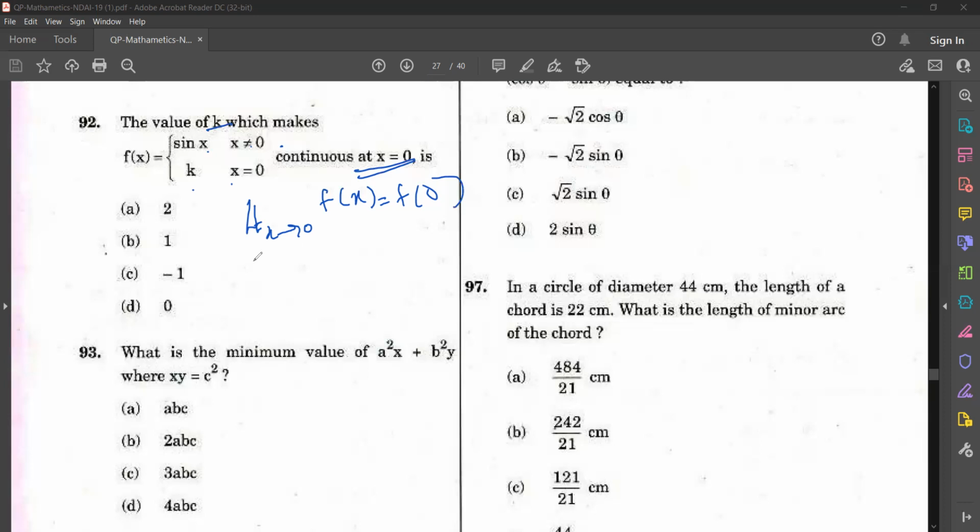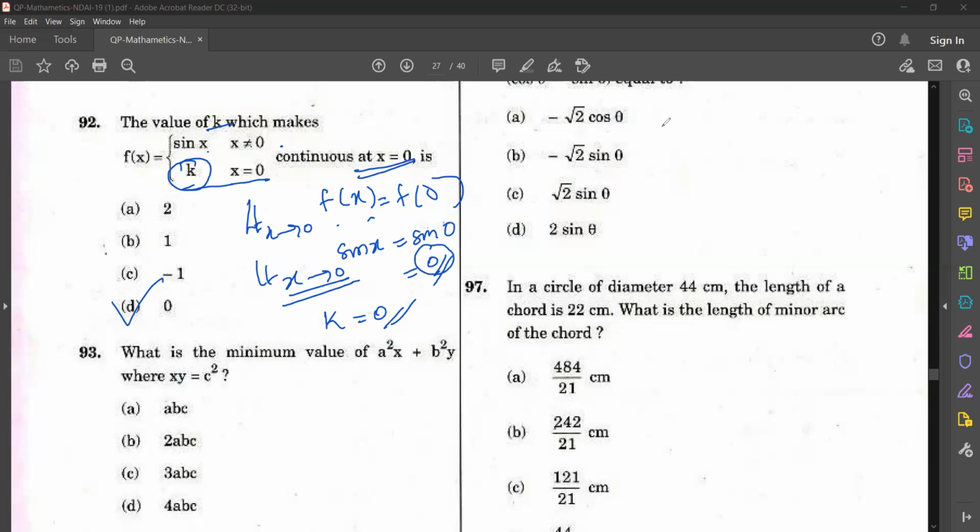So here we have to apply the limit x tends to 0. Function is sin x, that is sin 0, that is equal to 0. So for the function to be continuous, what is the condition? Continuous means for x not equal to 0 and x equal to 0, we need to have the same value, isn't it? Limit x tends to 0, f of x as well as f of 0 should be the same answer. So here they have given at x equal to 0, the value of the function is k. So at x tends to 0, the value of function is 0. So k is equal to 0. That is the correct answer. Option D. k is equal to 0 is the correct answer.